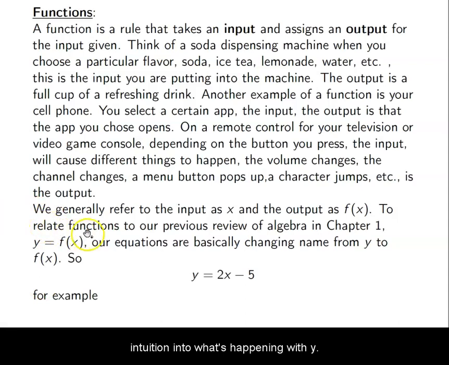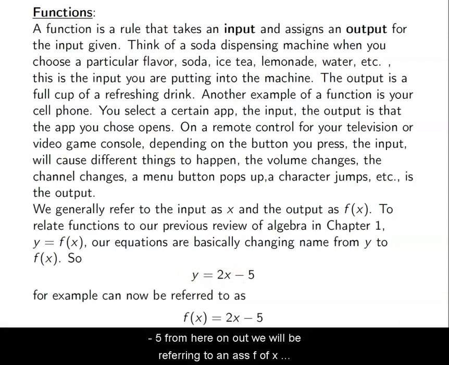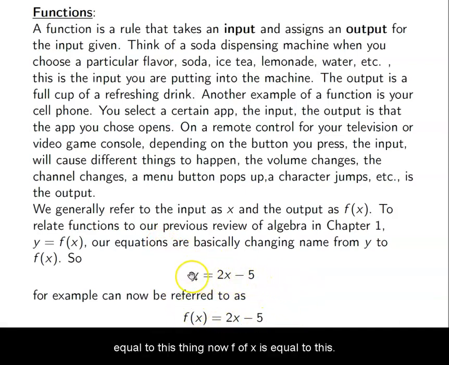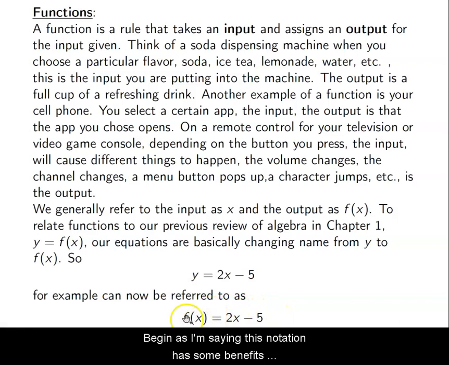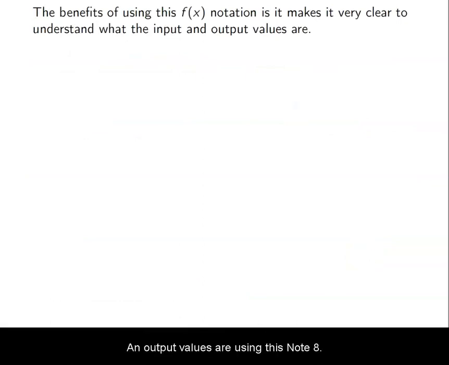Okay, so for example, in chapter 1, I would write y equals 2x minus 5. From here on out, we will be referring to it as f of x equals 2x minus 5. That's really the only difference, right? y is equal to this thing. Now f of x is equal to this thing. Okay, so again, as I was saying, this notation has some benefits. One of those benefits is that it's very clear to understand what the input and output values are using this notation.